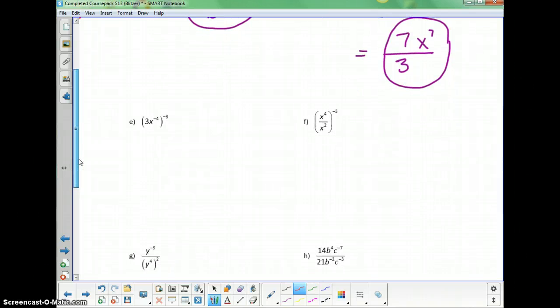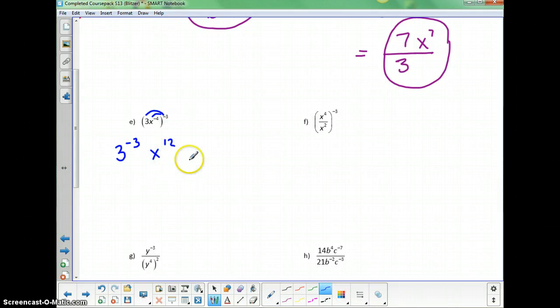Alright, so on the next one, I have a couple choices. I could either deal with my negatives first, or I could deal with the parentheses first. It's up to you. Doesn't matter which way I start. I'm going to go ahead and start by dealing with the parentheses. So I'm going to make sure that this negative 3 exponent gets distributed into both parts of that parenthesis. So I'm going to get 3 raised to the negative 3rd power, and x raised to the negative 4 to the negative 3. Those are going to multiply to a positive 12.